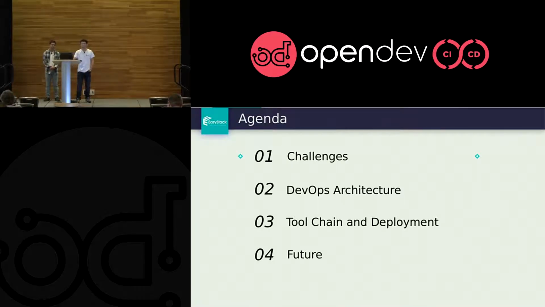This is today's agenda. We will talk about the challenges we are facing and the DevOps architecture of our implementation, the toolchain and deployment of the DevOps architecture, and the things ongoing in the future.